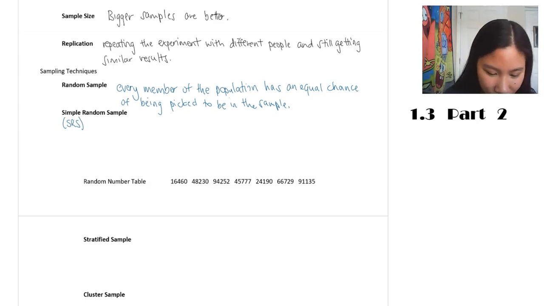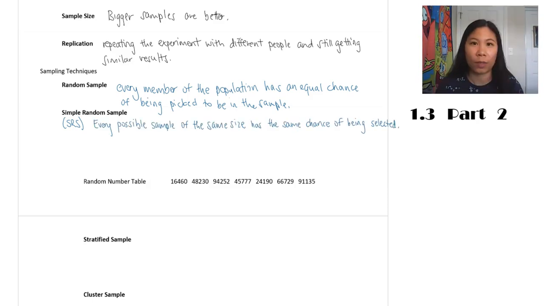But basically, in a simple random sample, every possible sample of the same size has the same chance of being selected. This is different than every member having the same chance of being selected, like in the definition for random sample, because in a simple random sample, for whatever group size you want, let's say a sample of size 10, no matter which 10 people I pick, that grouping has the same chance of being picked as any other grouping to be in the sample.